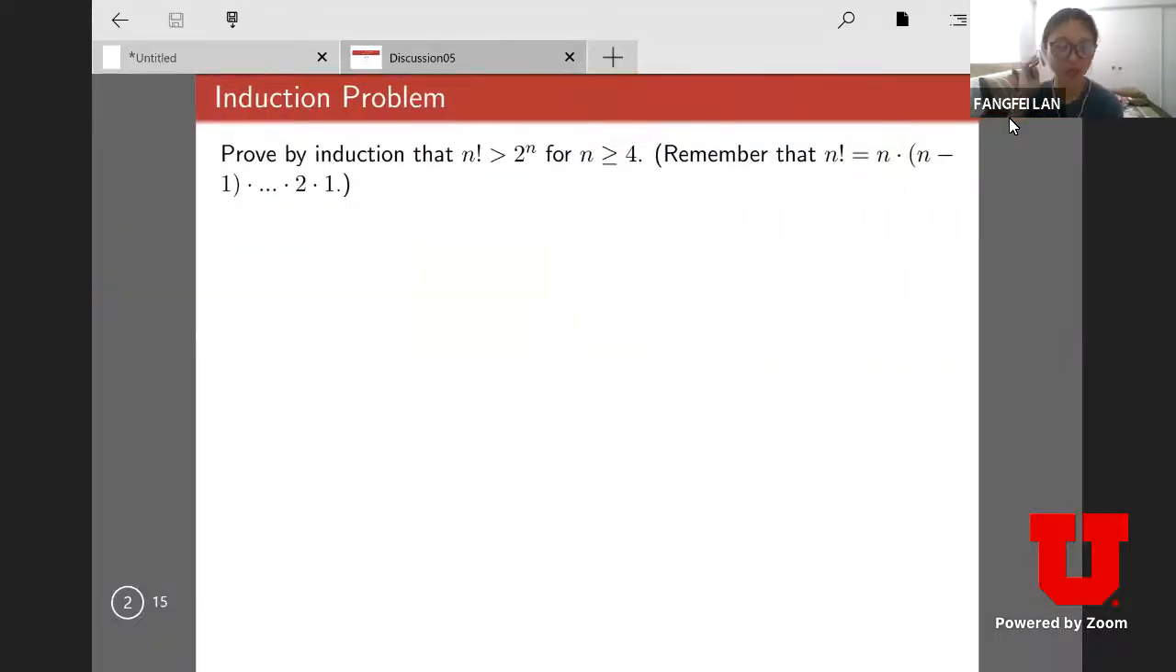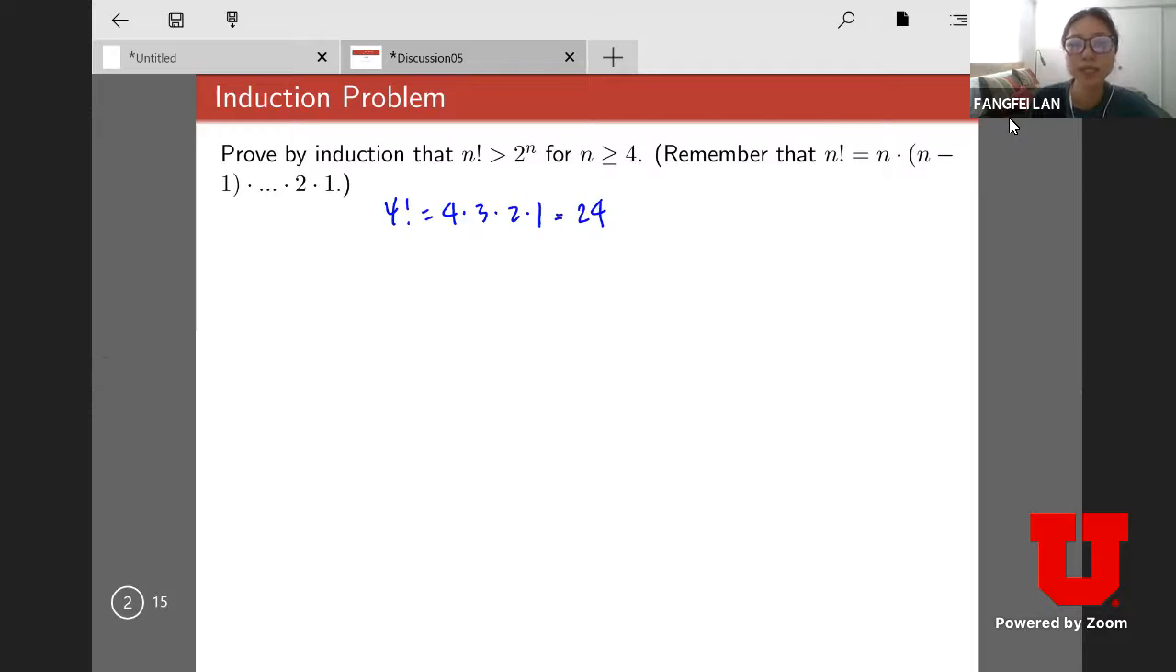Okay, the first one. Prove by induction that n factorial is greater than 2 to the n for n is greater than or equal to 4. So n factorial is just n times n minus 1 and multiply until 1. So for example, I think we should all know this, like 4 factorial would just be 4 times 3 times 2 times 1. Stuff like this. So that should be 24.